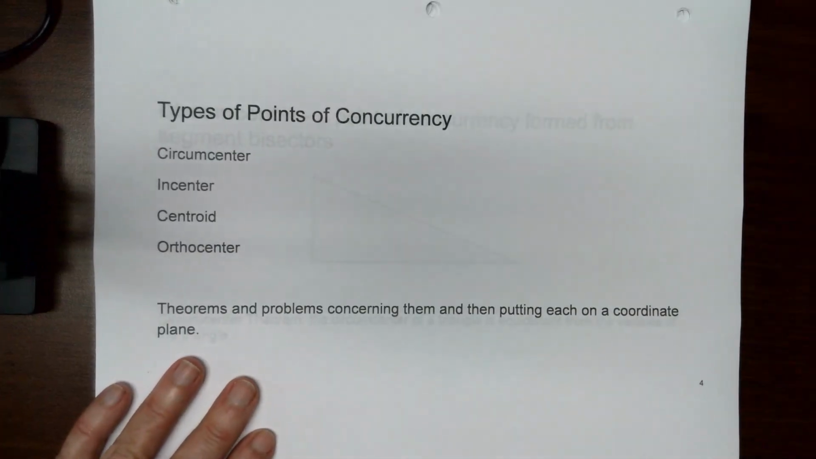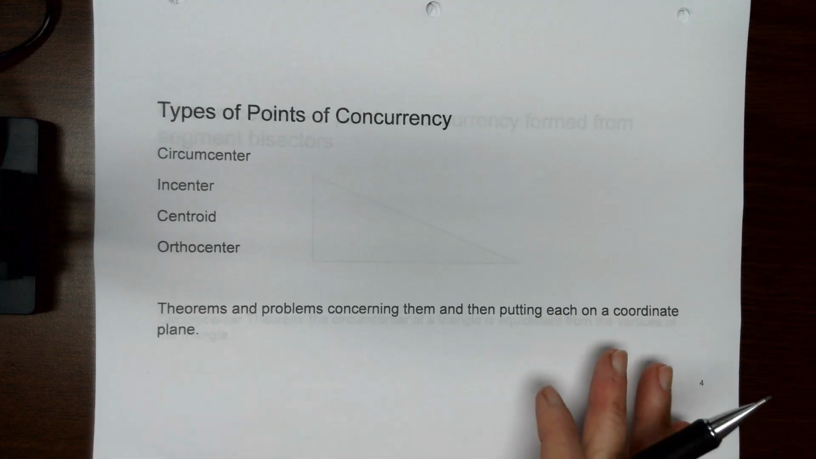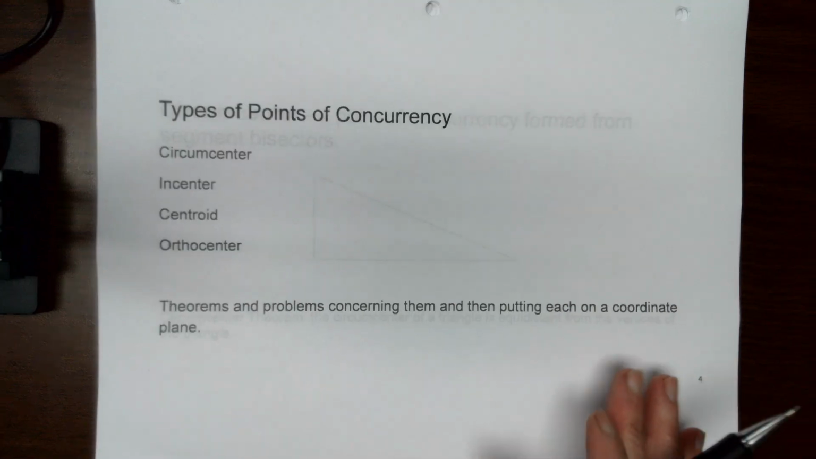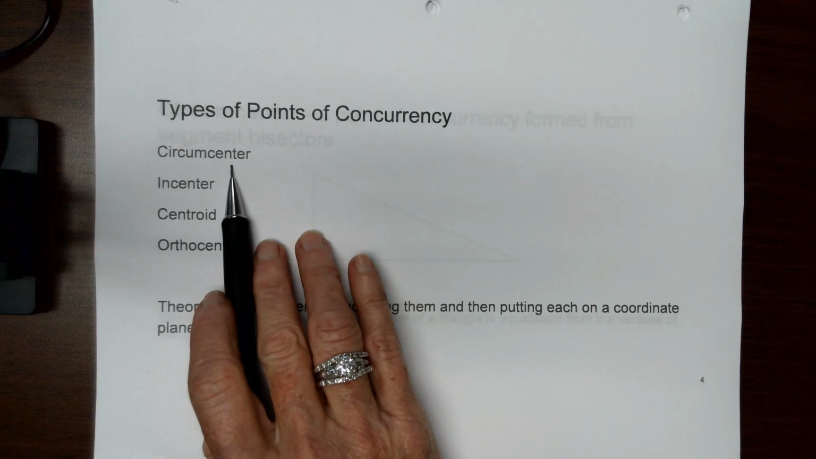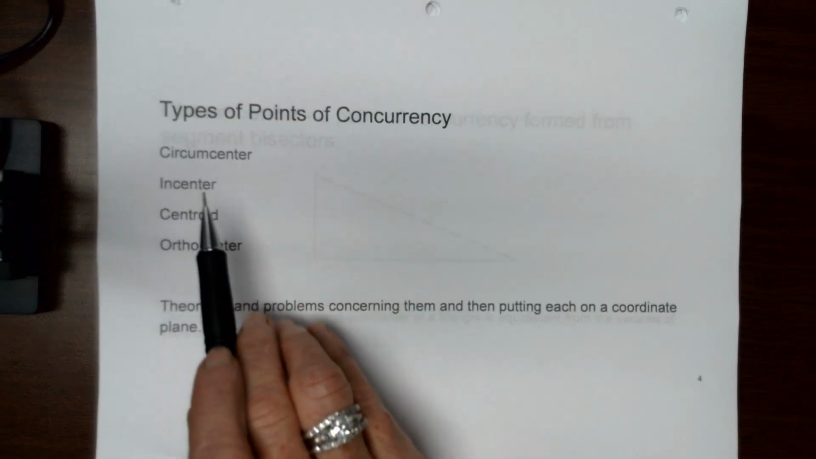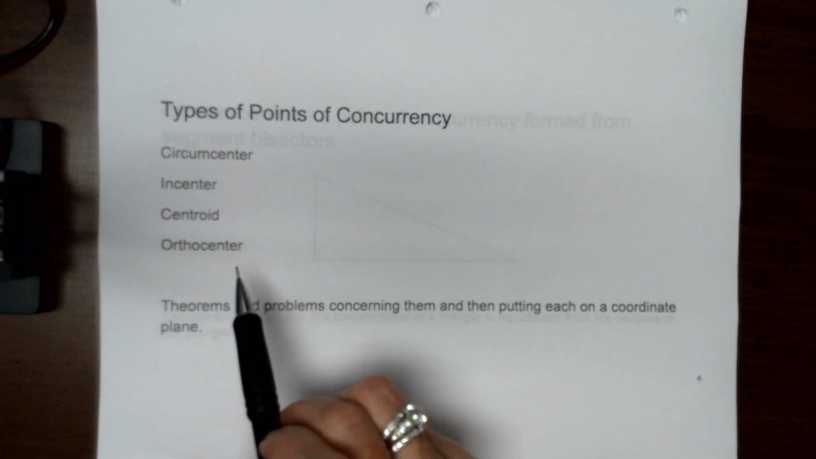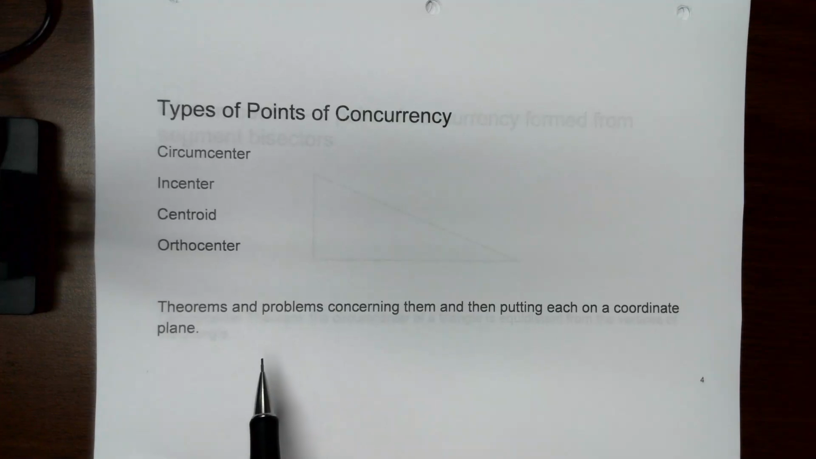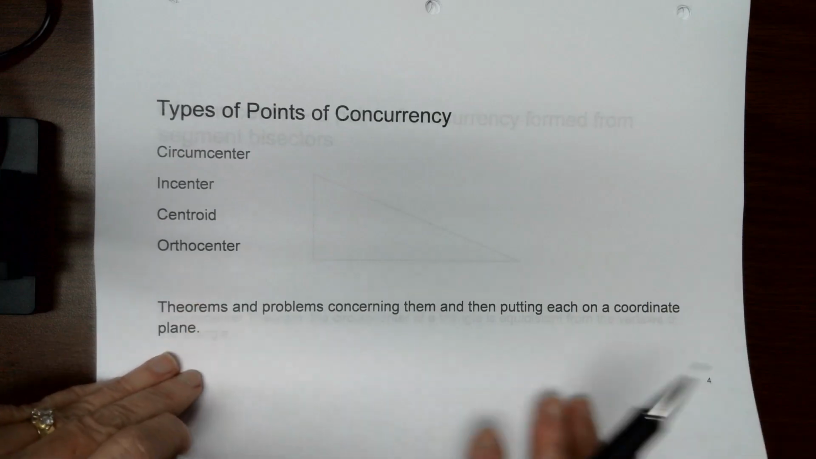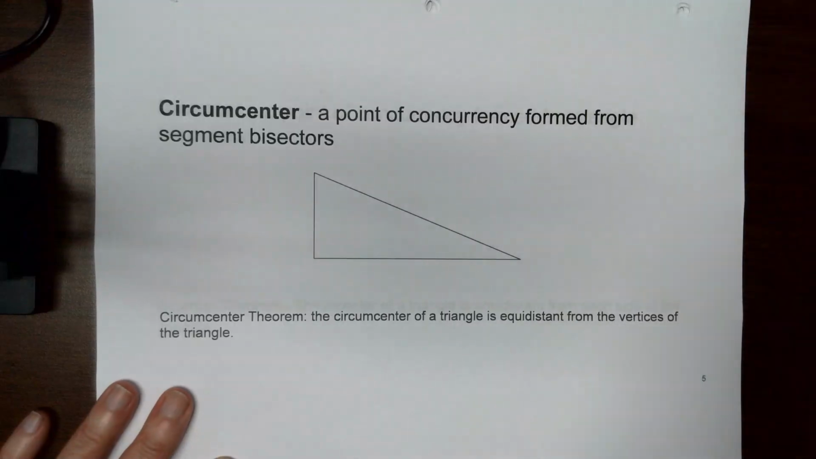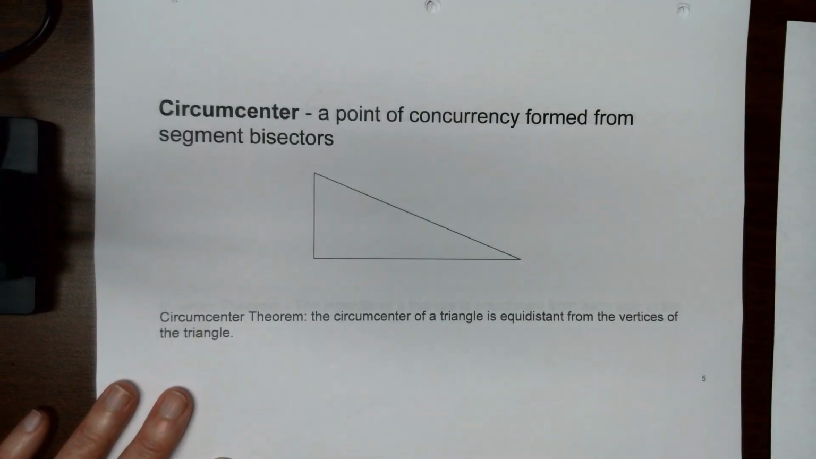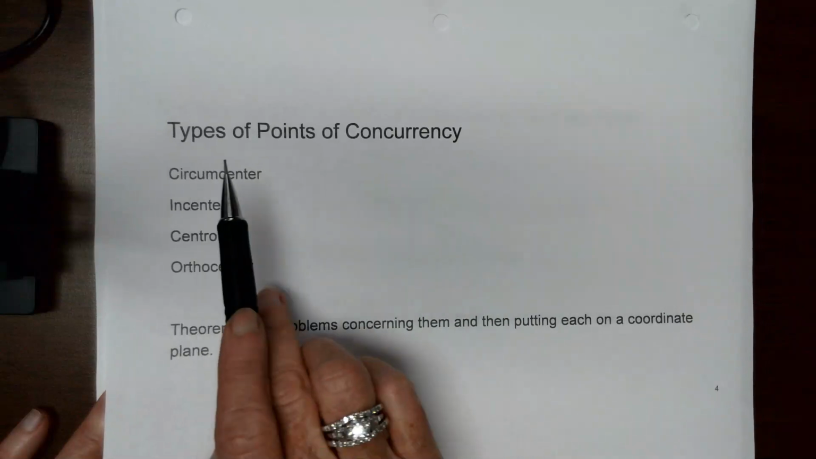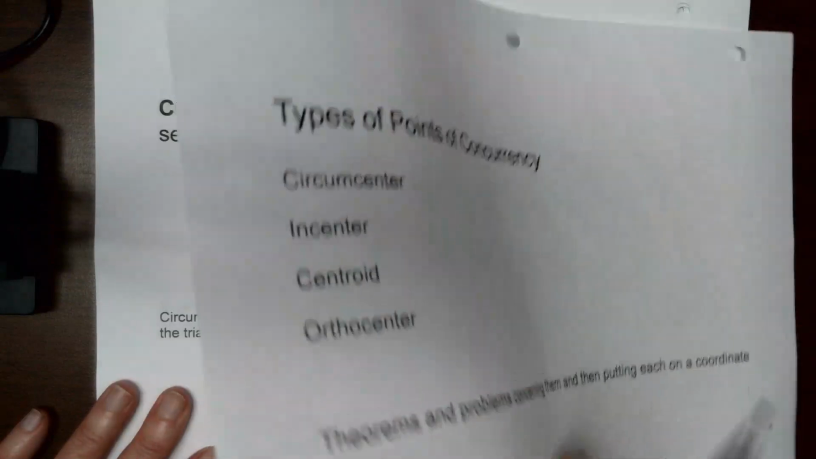We're going to be studying in this particular section different points of concurrency: a circumcenter, an incenter, a centroid, an orthocenter. We're going to look at theorems and problems concerning them, and then we're going to put each one of those on a coordinate plane. The very first type of point of concurrency that we're going to talk about is the circumcenter.